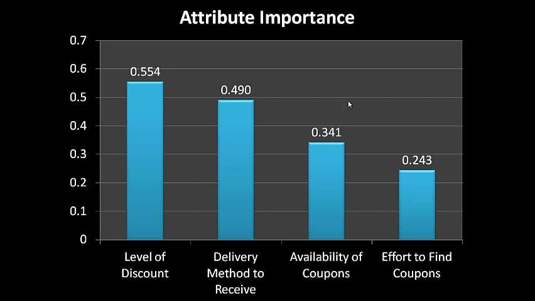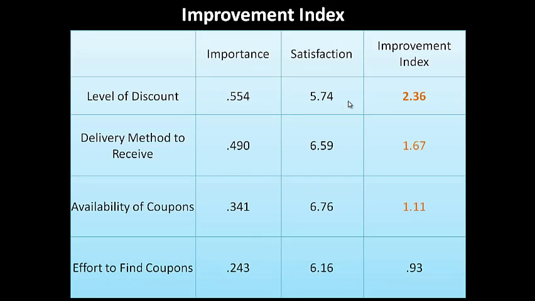Attribute importance. To find the attribute importance, we ran a correlation of the attributes against the dependent variable, overall customer satisfaction. And once again, level of discount is the most important to the customer, and effort to find coupons the least important.